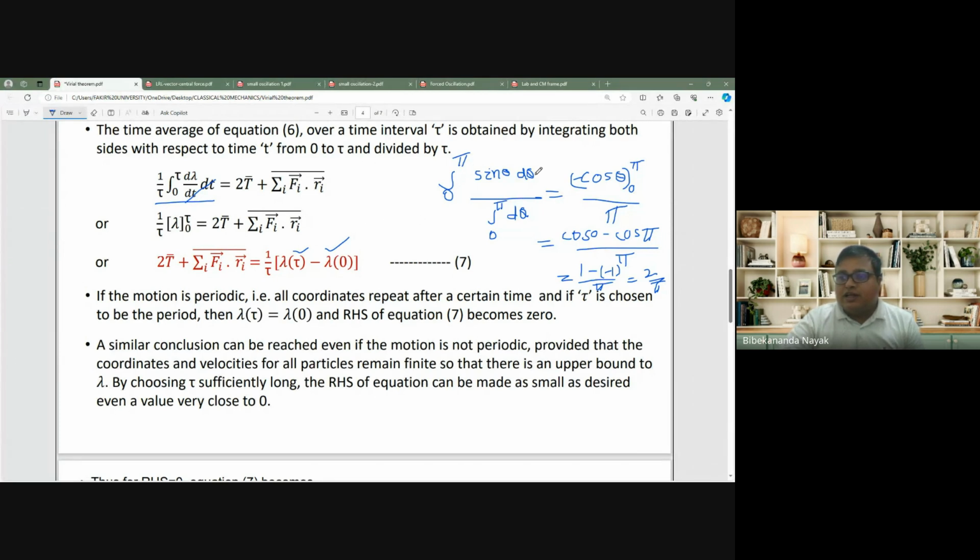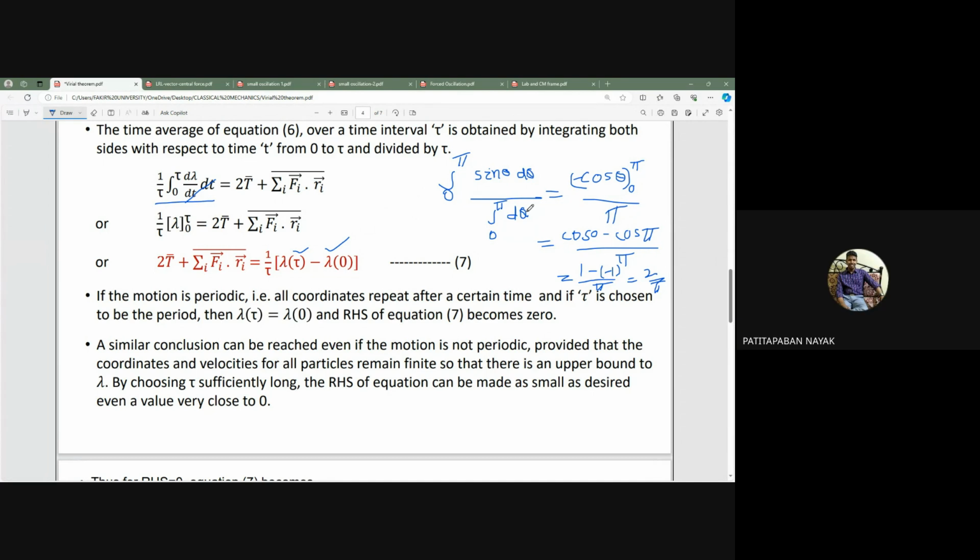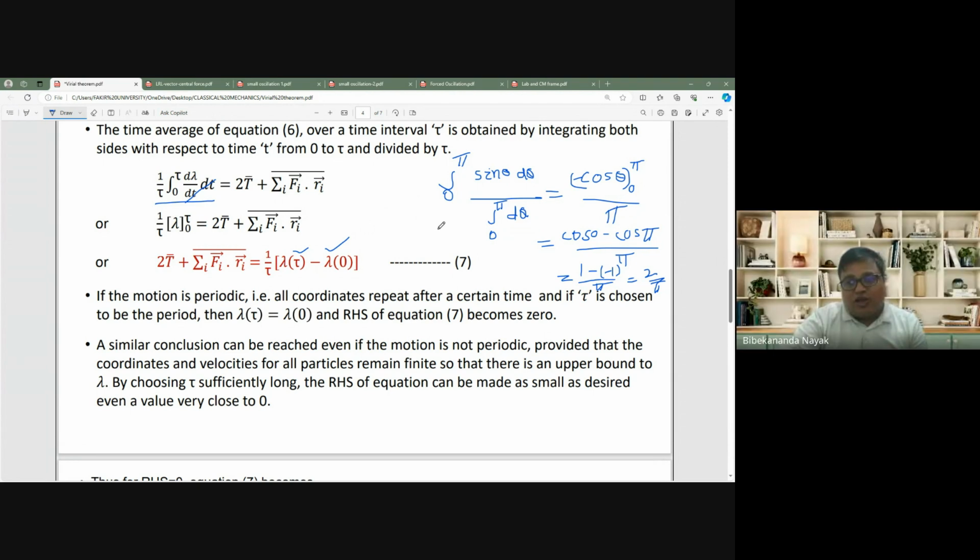If the motion is periodic, after the time period you get the same function. Suppose for a trigonometric function, what is the period? 2 pi. Cos 2 pi has the same value as cos 0, so the motion repeats. Similarly, if the time period is tau, that means lambda tau is equal to lambda 0. Whatever value you found at 0 must equal the value at your time period. So if the motion is periodic, all coordinates repeat after a certain time, and this term becomes 0. If it is not periodic also, we can set it 0 because the period is very large.